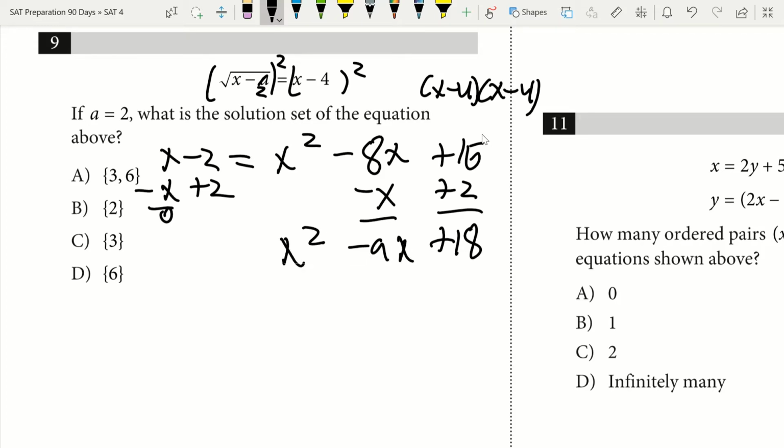Now I got x squared minus 9x plus 18 equals 0. Now I factor this out. I can take an x there, multiply it by an x there to get x squared. Now I'm looking for factors of 18 that add to negative 9. I know that that's going to be negative 6 and negative 3.